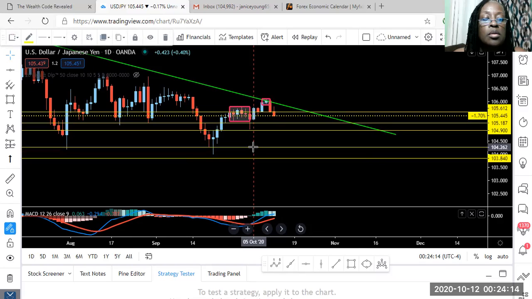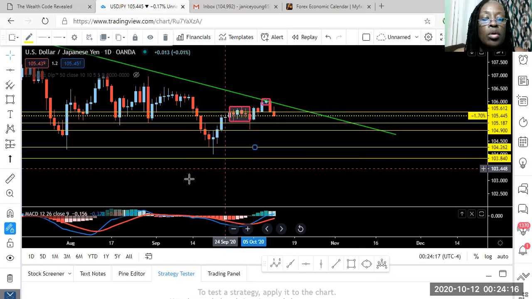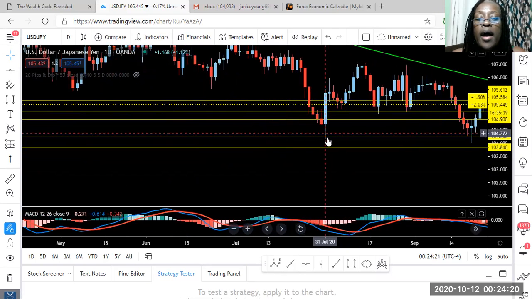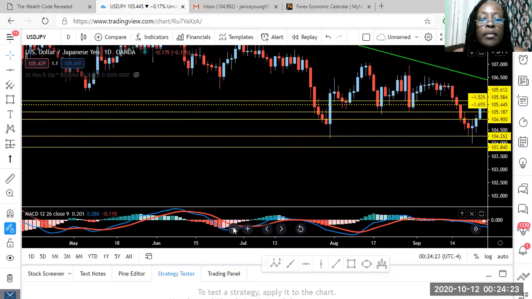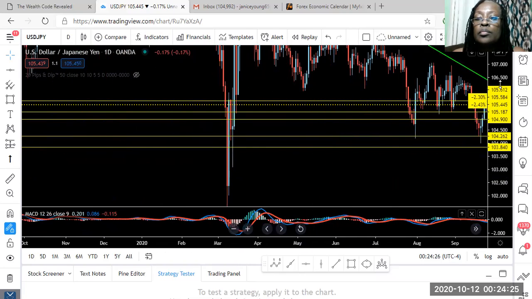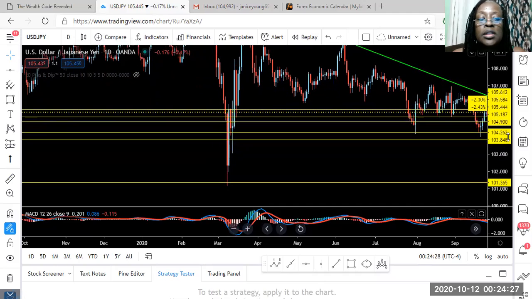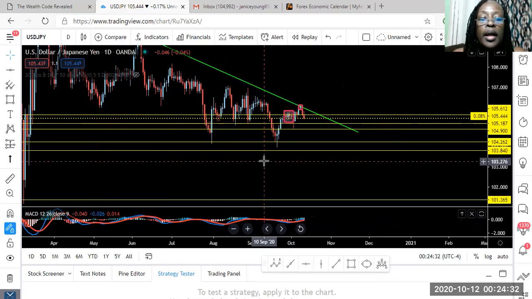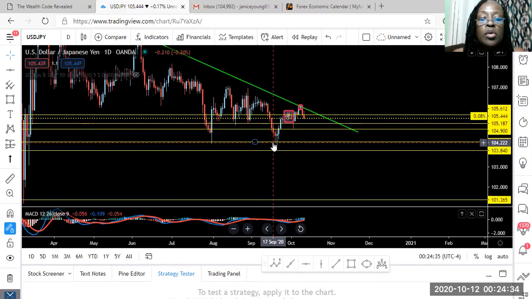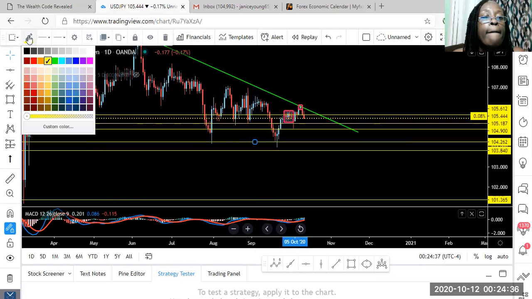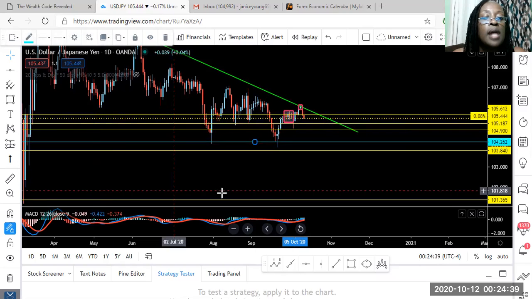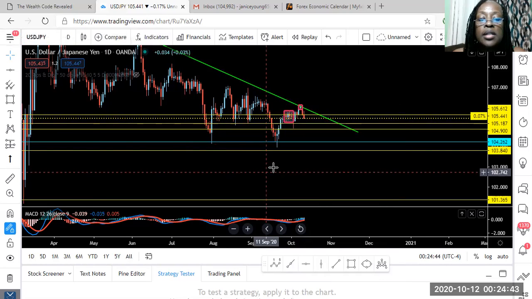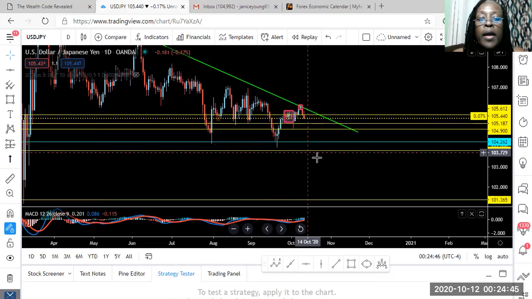And we've got to have some wick action going on. So we have a little touch right there. This gets messy after a while, so what I will do is change the color. So that's our daily low right there.